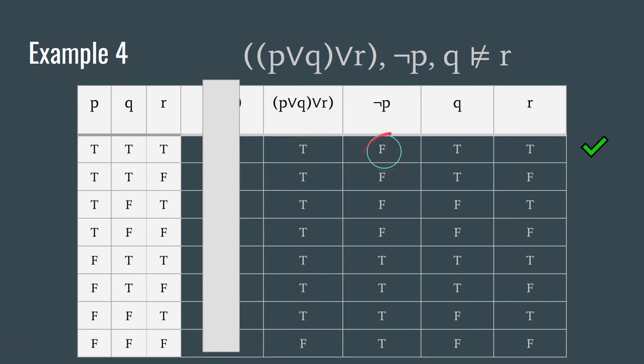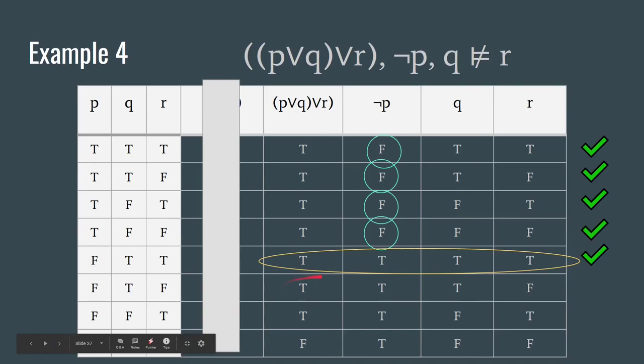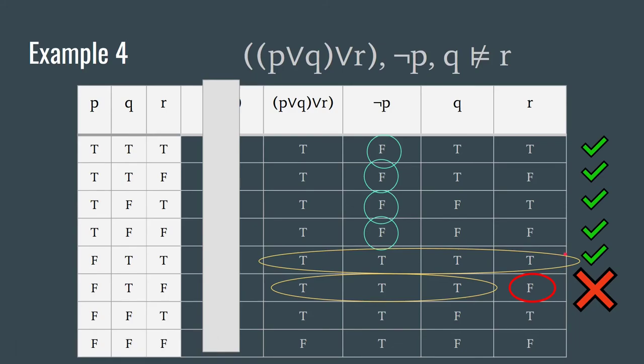Well, this one has a false premise, so it doesn't matter what the conclusion is. This one also has a false premise, so it checks out. False premise, checks out. False premise, checks out. Now we've got a row in which all the premises are true. Gotta check the conclusion. Oh, it checks out. We're good so far. Now we have another row in which all the premises are true, and there we have a false conclusion. That goes wrong. We can stop there. Doesn't matter what the other rows are. All it takes is one bad row to make an invalid argument form.